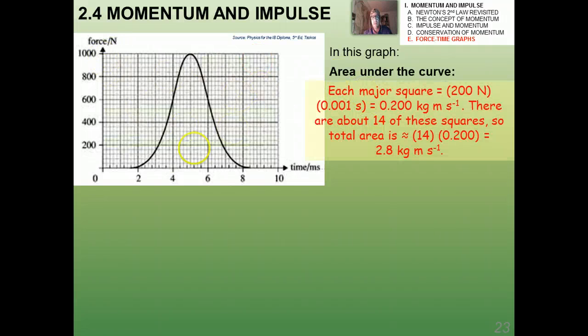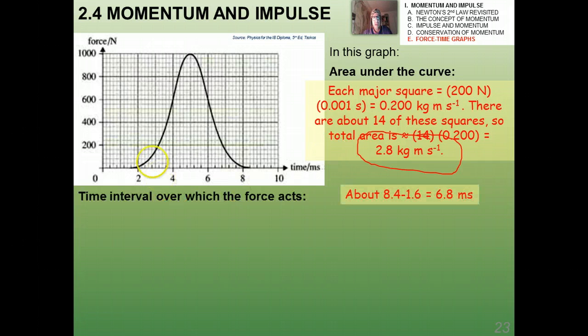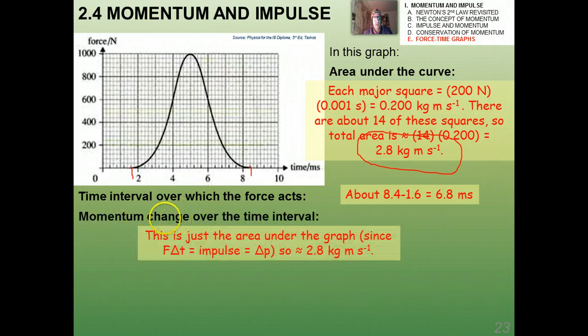In this particular graph, the area under the curve, which is the impulse, I'm approximating to be 2.8 kilogram meters per second. I'm saying there's about 14 major squares. Each major square is about 0.2 kilogram meters per second. That's a rough estimate, okay? The time interval over the force is about 6.8 milliseconds by my reckoning, okay? The momentum change over the time interval is the area under the graph. Don't be tricked. That's the impulse. That's F times delta t. That's the same as the area under the curve, what I found in this part, so that's 2.8.